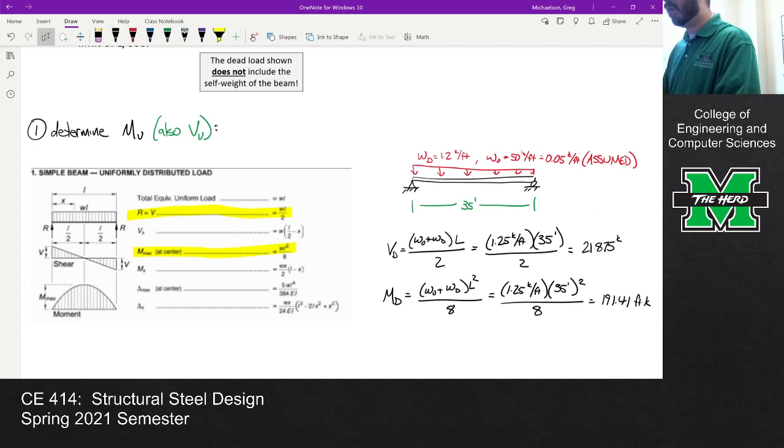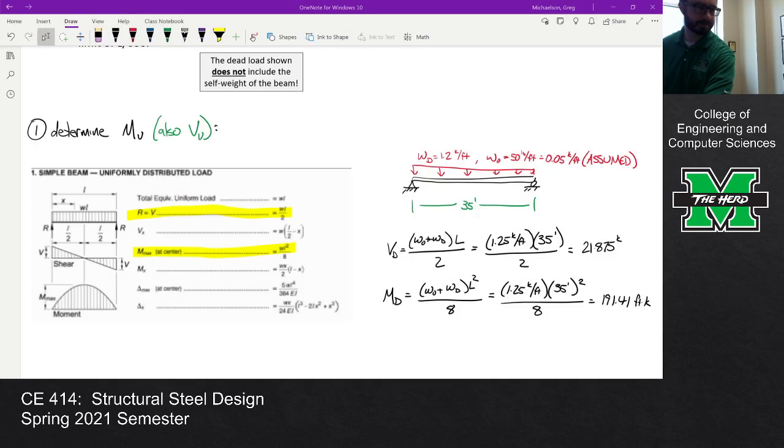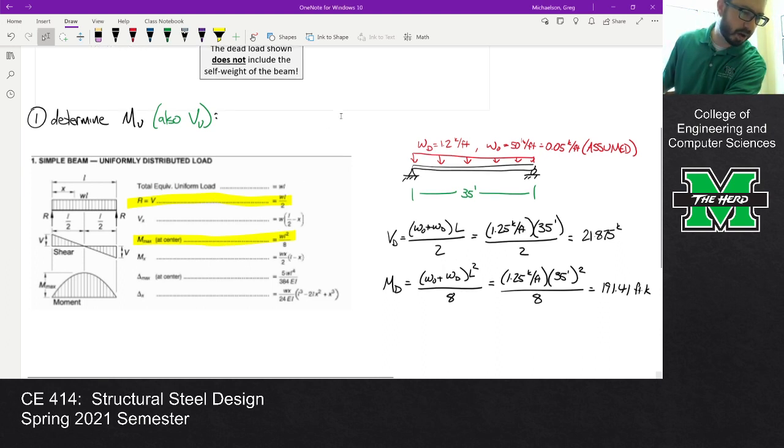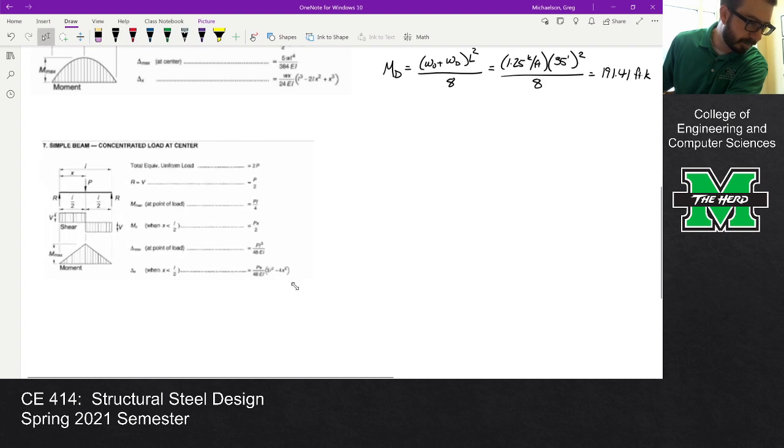Now, I want to be, again, clear. This is based on an assumed self-weight. So if my beam is heavier or lighter, I'm going to have to go back to this and see if this makes sense. Now we need to consider these live loads. Everything I'm doing here is just shortcuts from what I did in structural analysis. You can always go back to structural analysis and do all this stuff by hand.